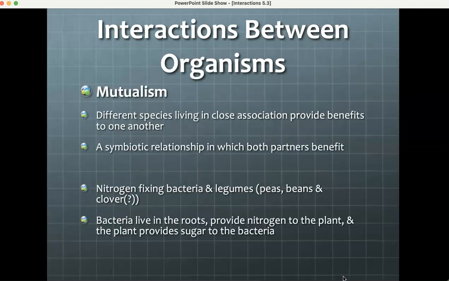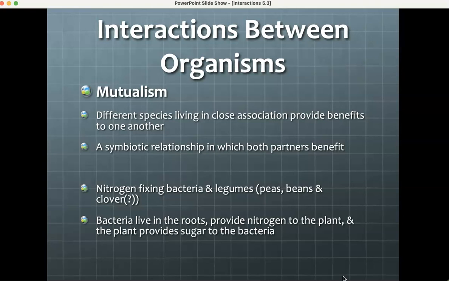So back to mutualism. Mutualism is the one where they both benefit. It's mutually beneficial. Might be a good way to remember that. The example is nitrogen-fixing bacteria and legumes. All right, peas, beans, and clover. I had no idea clover was a legume, but again, I was trusting the textbook on that one.